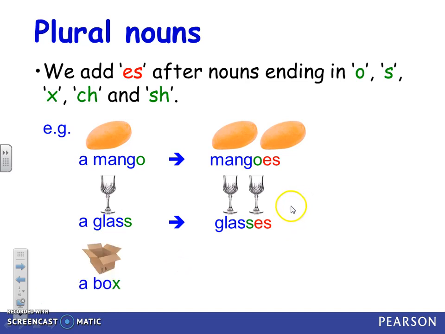And how about for a box? Do you see the ending letter is x? So, of course, we also need to add es to make the plural. A box, two boxes with es.